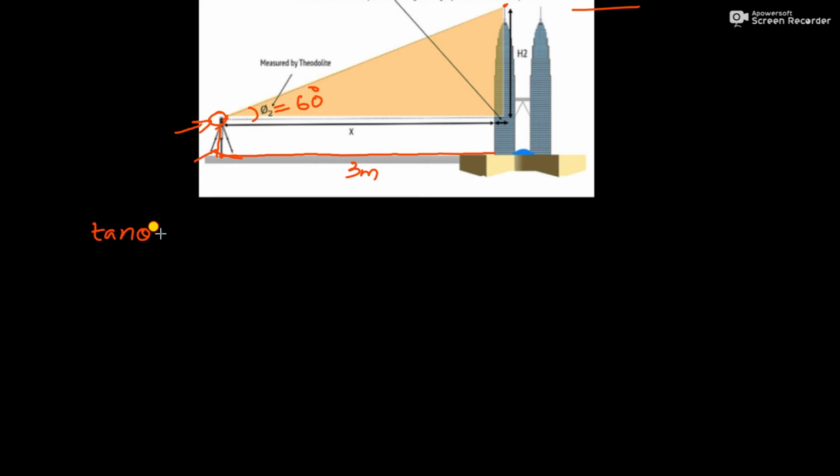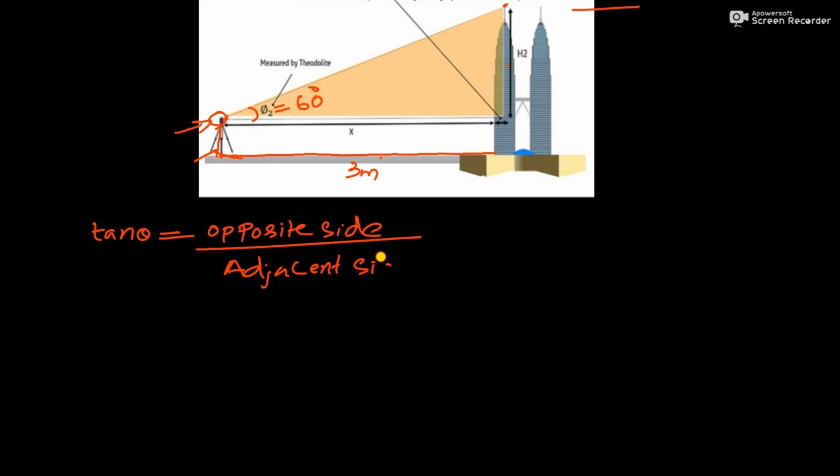What is tan theta? We have learned from 9th standard, right? Tan theta is equal to opposite side by adjacent side, right? Tan theta is equal to opposite side by adjacent side. So you got tan theta.